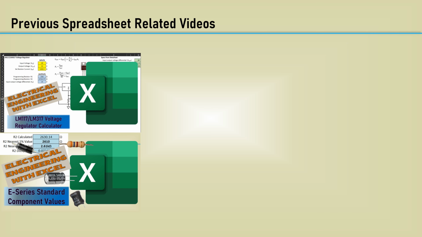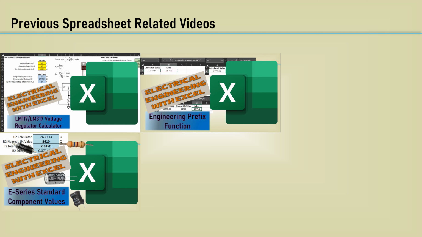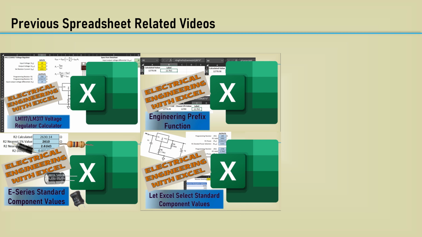The E-Series user-defined function developed Visual Basic for Applications code to return the closest standard component value from the various E-Series values. We also developed code to return the SI engineering prefix for a given value. It scaled the number accordingly and returned the number as a text with the associated SI prefix. Another spreadsheet was developed to select standard component values, the SI prefixes with units, including the D-rated next highest power rating of resistors.